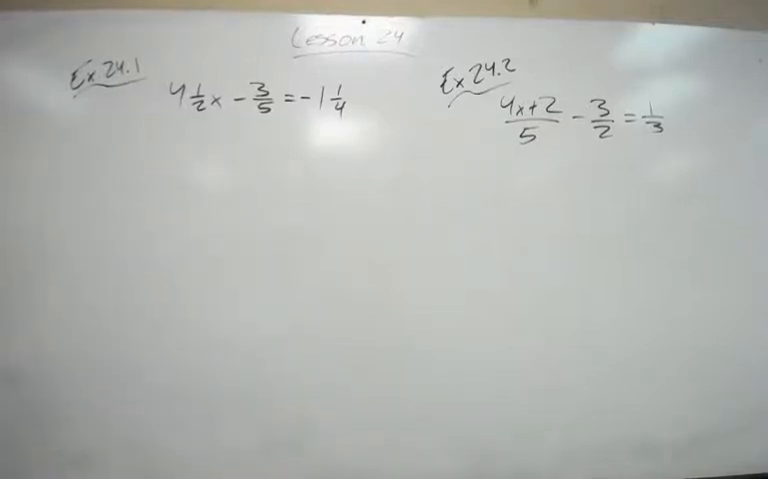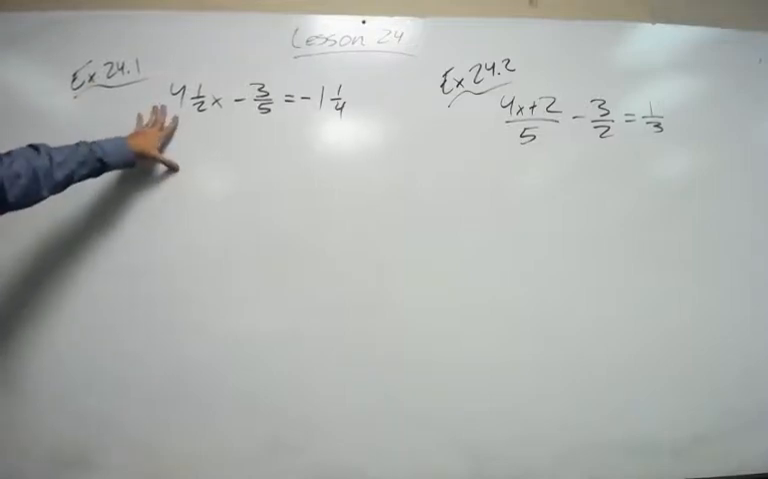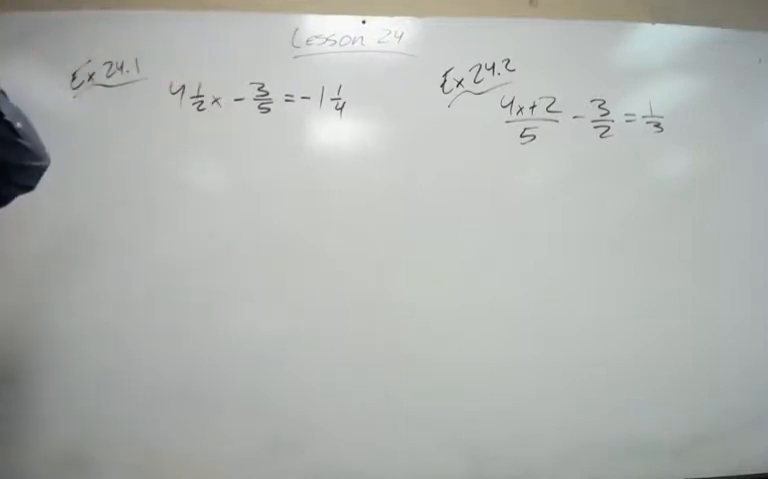We're going to look at fractional equations in lesson 24. Looking at example 24.1, it gives us 4 1/2 x minus 3/5 equals negative 1 1/4. And we have to solve this. We're solving for x.